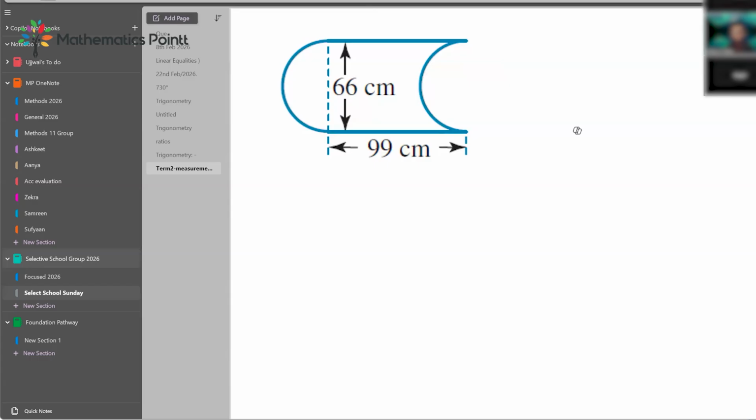Yes, so I told you to give me the answer in pi. All right, yeah. So the answer is 198 plus 66 pi centimeters. Good job. Right answer, Bir.